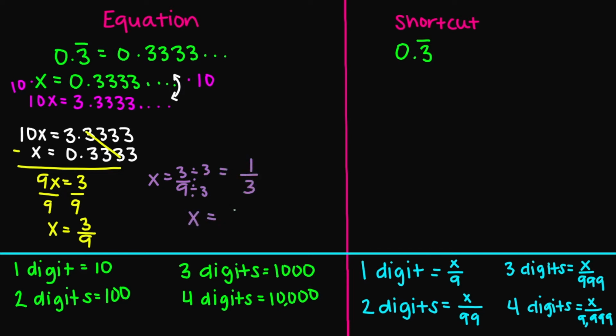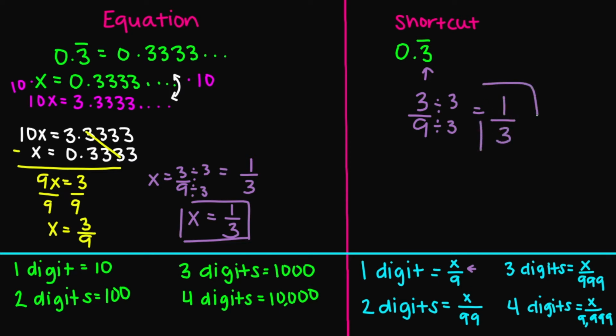So your final answer is 1 over 3. Now let's say you did the shortcut. So we have one number that's being repeated, which is my 3. So I'm just going to put that 3 over 9. So this is just going to be 3 over 9. And I can go ahead and simplify because the number 3 goes into both. So your numerator is going to get 1, and then your denominator is just going to be 3. So your final answer here as well, if you do the shortcut, is still going to be 1 over 3.